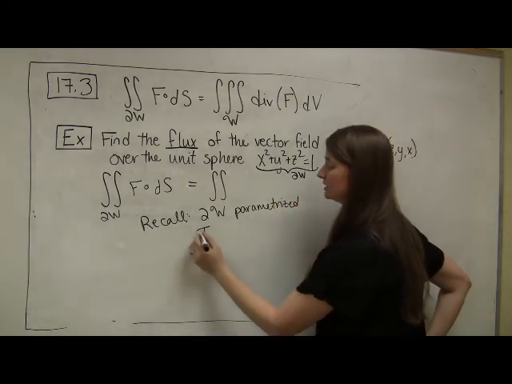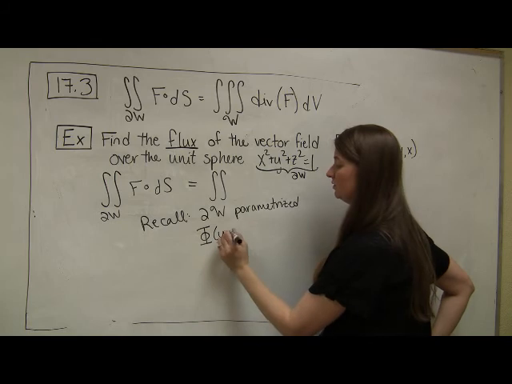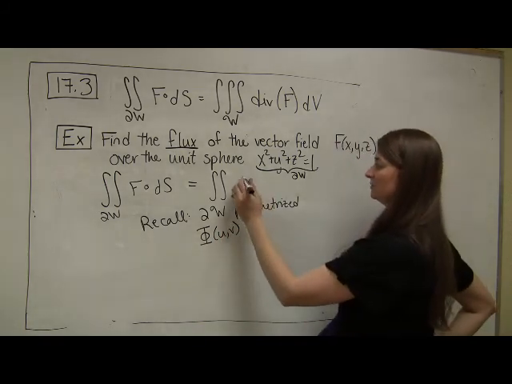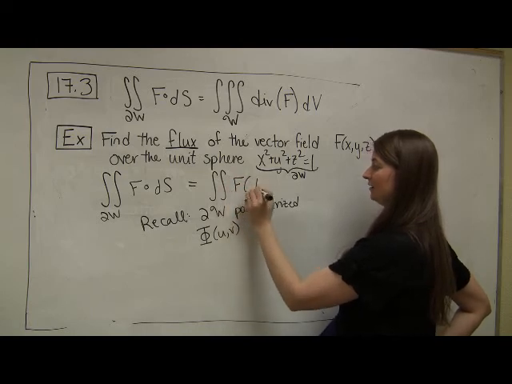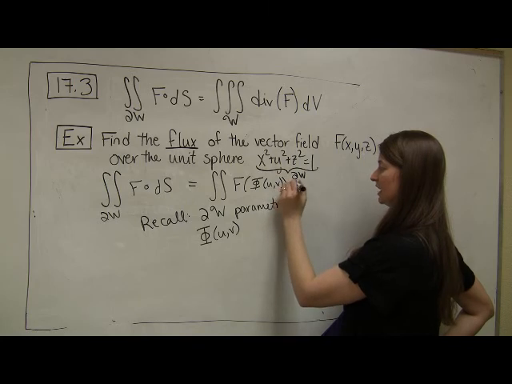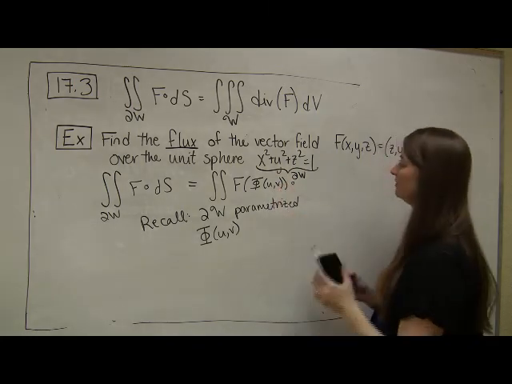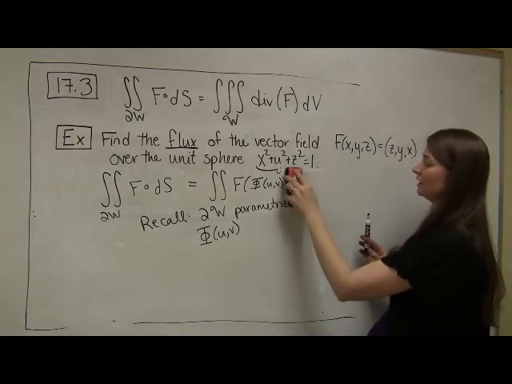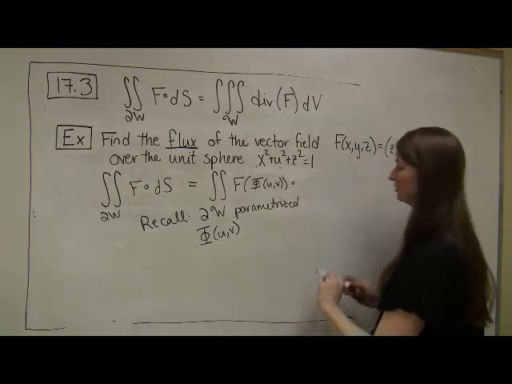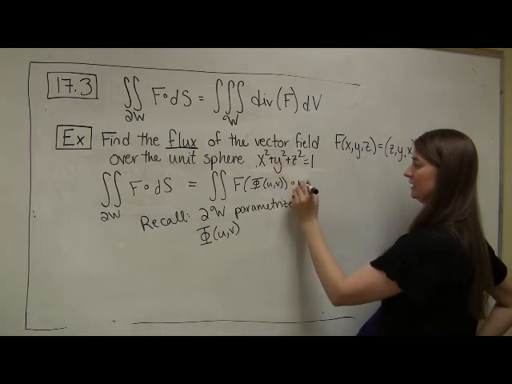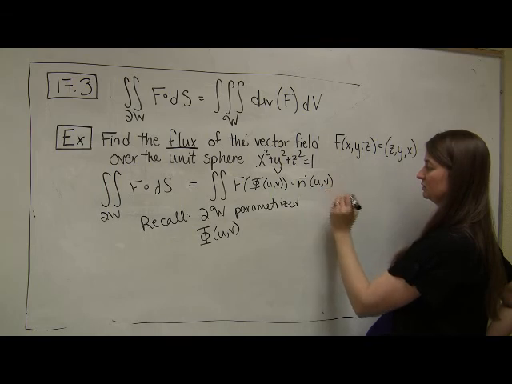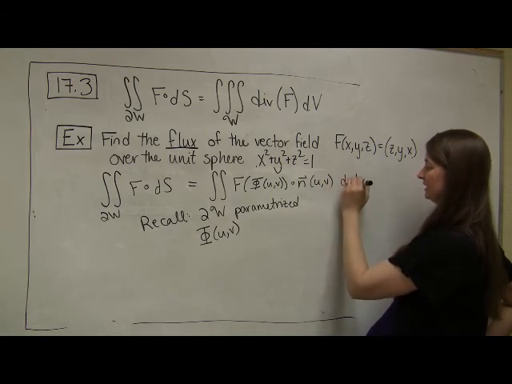So I come up with some phi of uv. That's my parameterization. And then my formula here is going to be given by f of phi of uv dotted with, what do I dot it with? I dot it with the normal vector. That's why it's important that we have an outward pointing normal vector, otherwise we would get a negative value. Dotted with the normal vector of my surface in terms of u's and v's, dv, du.